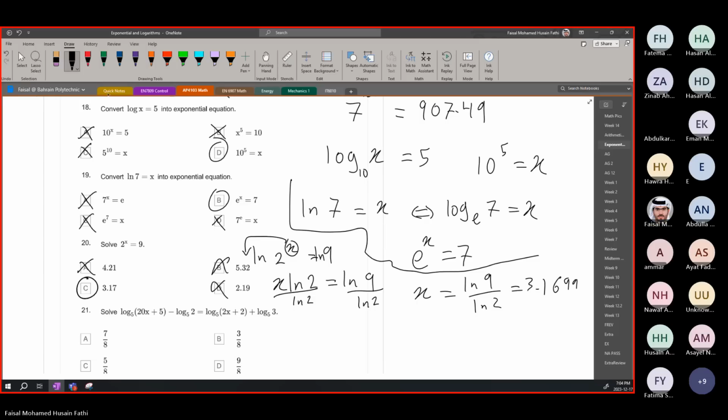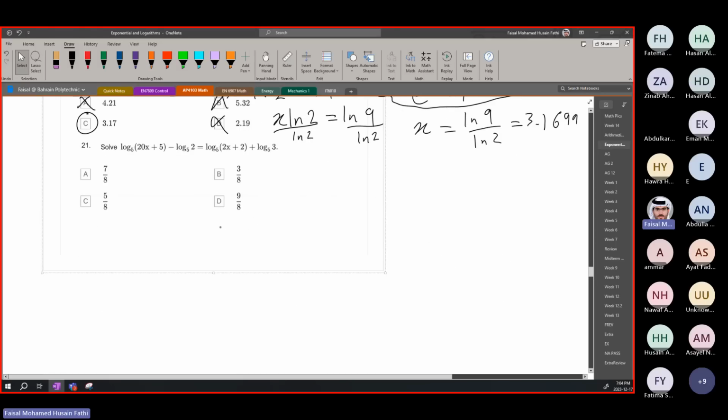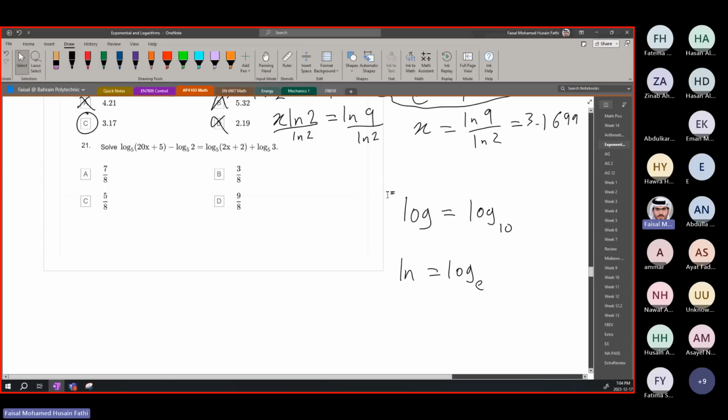All right. Solve again for x. Log has a base of 10. Ln is equal to log with a base of e. That's all there is to it. That's the only difference between using log by itself or ln. It's the exact same thing. The base is just the difference. Okay?